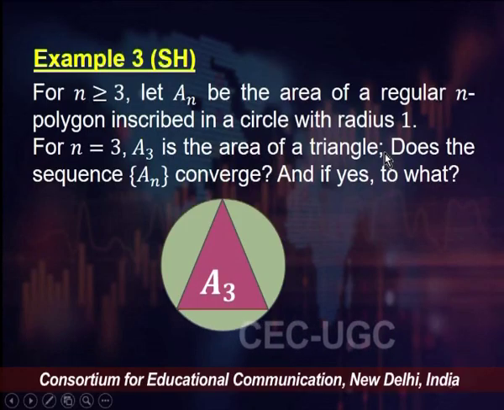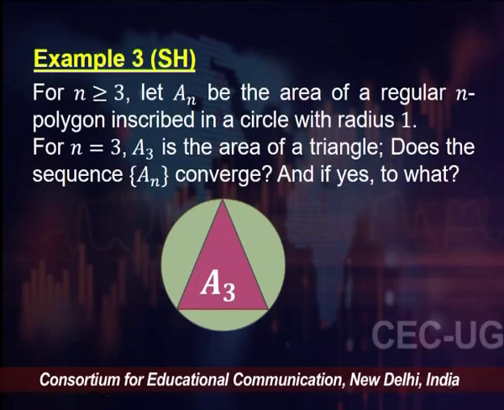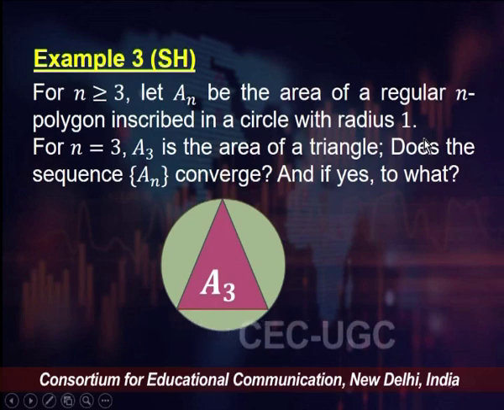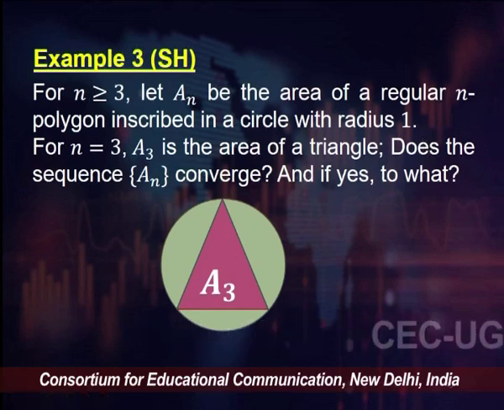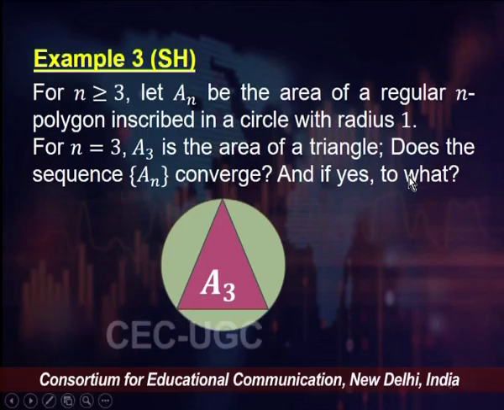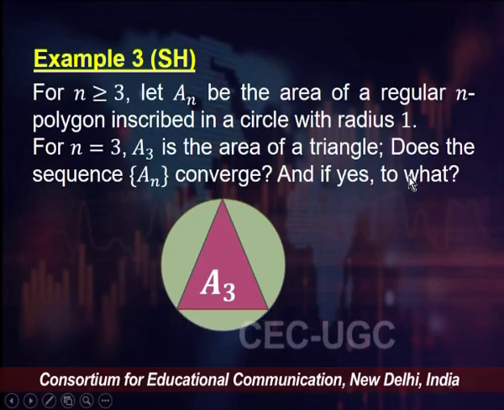Here we have that for n greater than or equal to 3, suppose a sub n represents the area of a regular n-gon inscribed in a circle with radius 1. As you would know, if you have a circle with radius 1, then the area of the circle would be pi, right? Now, let us get a sense of what this a sub n represents.